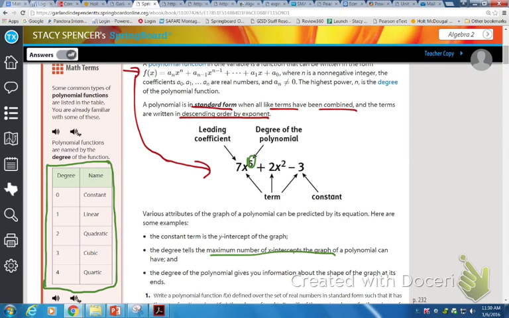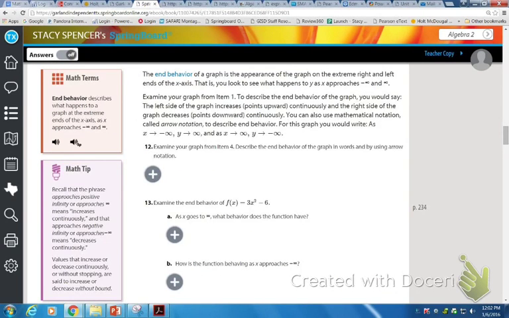The degree of the polynomial gives you information about the shape of the graph and its ends. I think that might mean the ending behavior, essentially. So the degree of the polynomial, again, is important. In this case, the degree 5 gives you information about the shape and the end behavior. And you'll discover this here in a minute, what that means. Okay? Any questions on that? I give you some good things over here in your math terms, and that's what they're telling you over here. It's what's happening at the extreme ends. Okay?